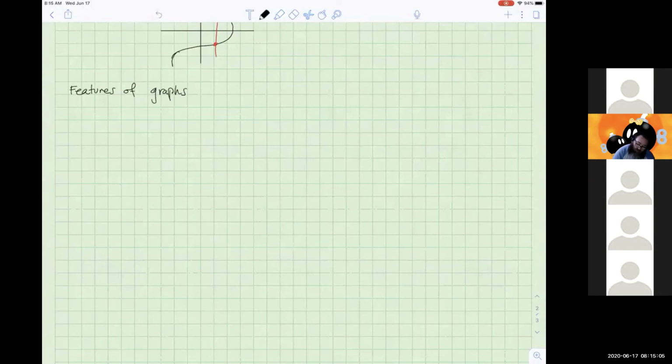of graphs of functions. And to do that, I want to have some kind of visual reference here.